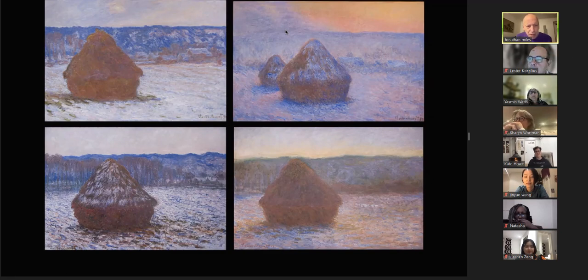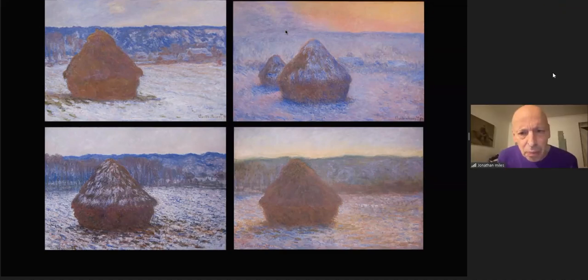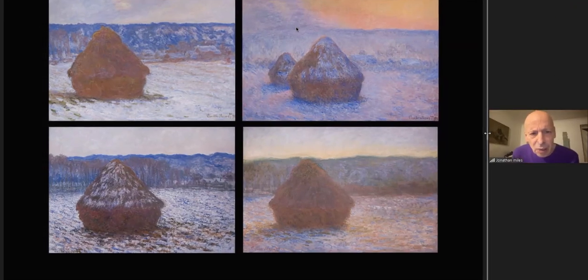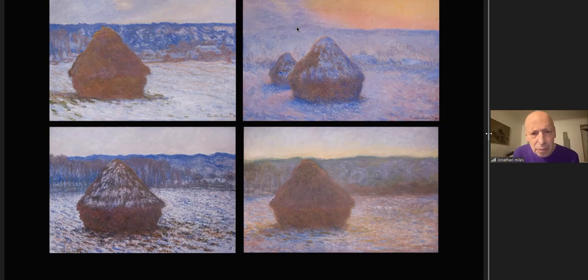And the first great serialized painter is Monet, of course, who tended to just take a single motif like a haystack or a group of trees or a pond, a garden, and repeat them in different conditions of weather and different lighting effects. So this is a haystack.